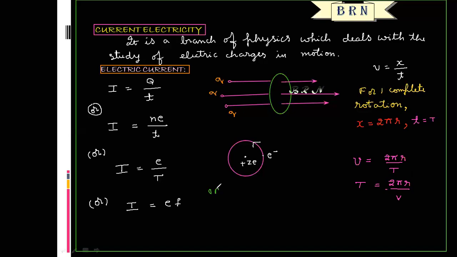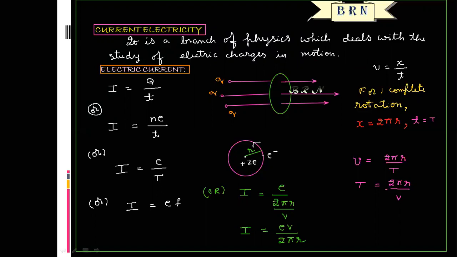So electric current, the mathematical expression in terms of speed and radius of the circular orbit. Let us consider the radius of the circular orbit as r. So I is equal to E divided by T, and what is the value of capital T here? That is 2 pi r divided by V. That means I is equal to E V divided by 2 pi r. So this is another mathematical expression for electric current.